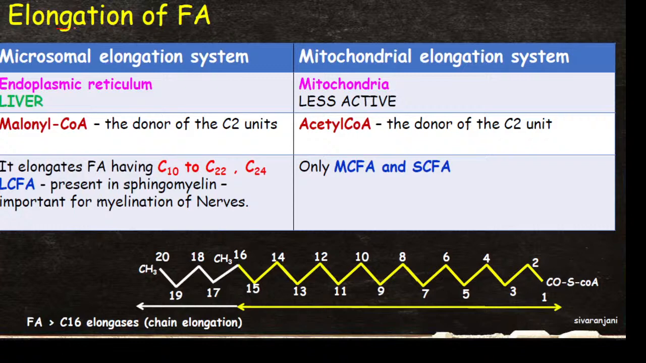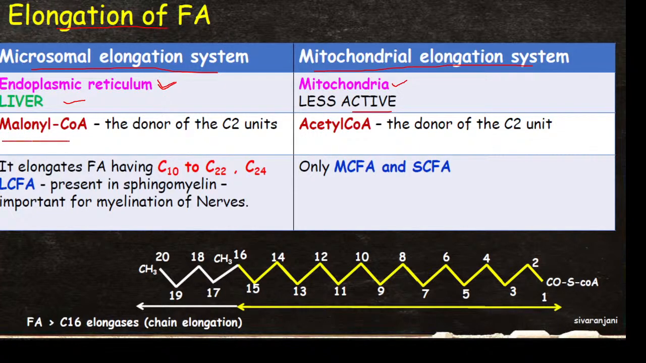What is elongation of fatty acid? Elongation of fatty acid can occur in two ways, one by the microsomal elongation system and another by the mitochondrial elongation system. The microsomal elongation system happens in the endoplasmic reticulum of liver, and the mitochondrial elongation system happens in mitochondria, and this is less active. More often the elongation process happens at the endoplasmic reticulum of liver cells.